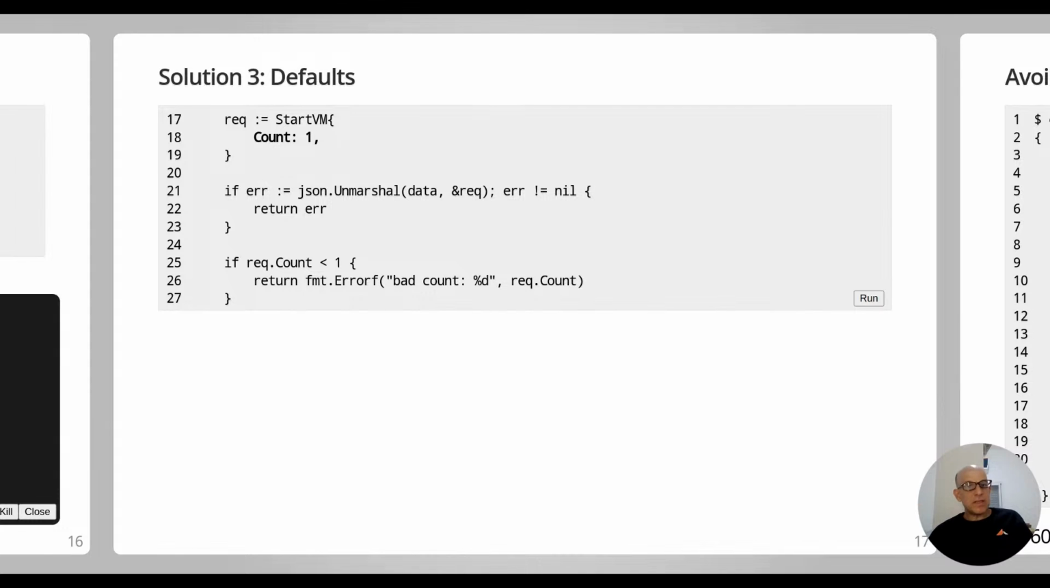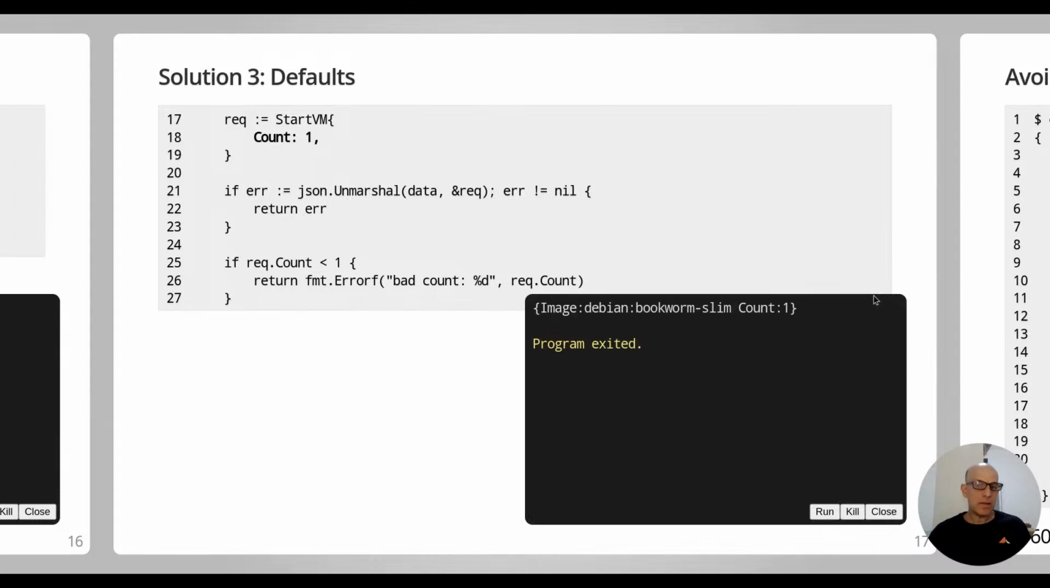If the user did send the count, it is going to override the default I set with the value that the user actually sent. And now I can actually check if the request is less than 1. It means that the user actually sent something, which is bad. If you run it again, we see that we get count of 1, because this is the default and the data does not have anything. All right.